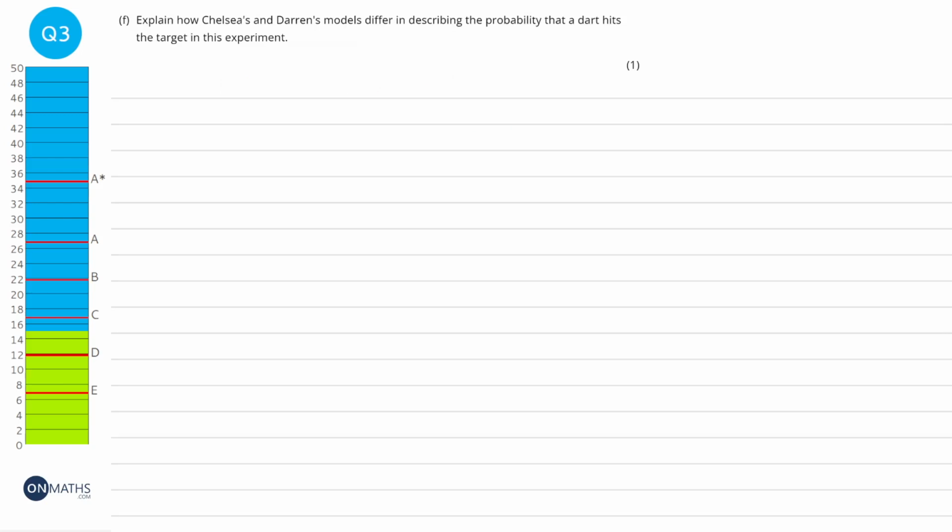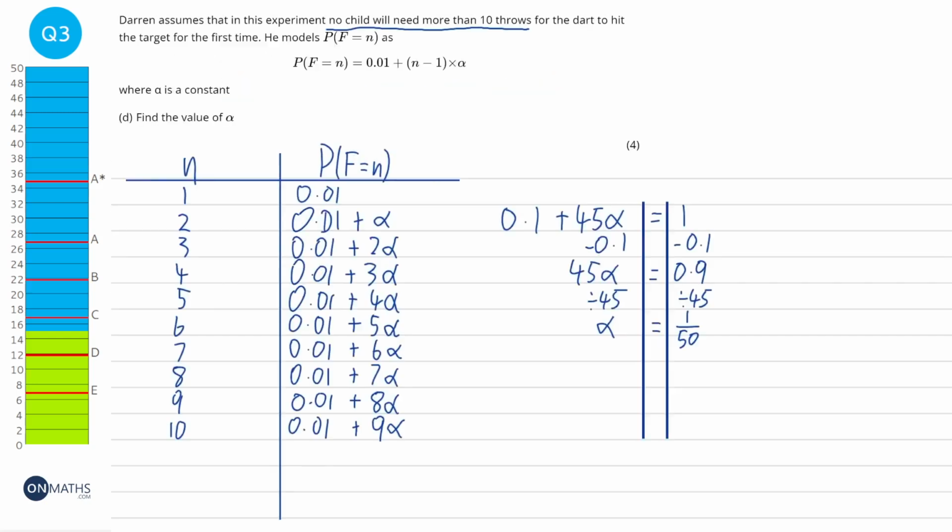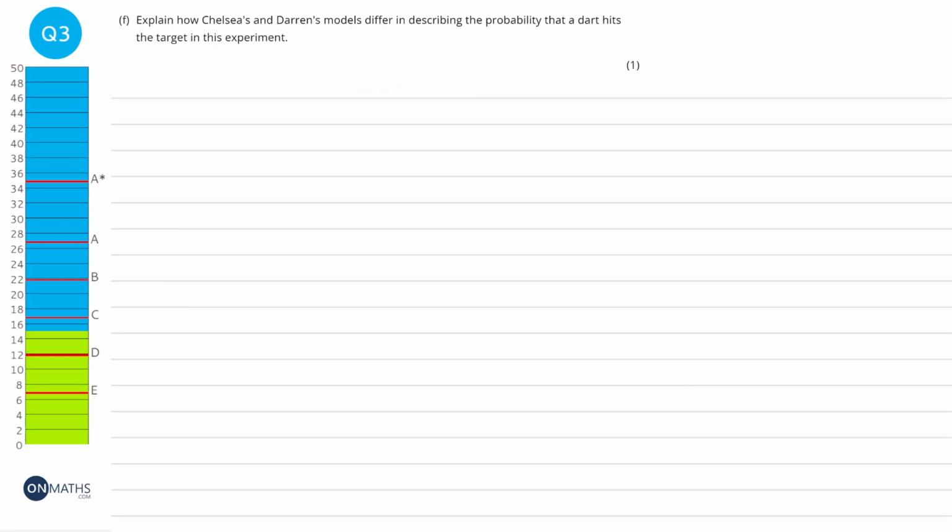So we discussed already that Chelsea's model assumes that the probability will remain constant. But if we look at Darren's model again, we can see that the probability is increasing each time because we're multiplying the alpha by a larger and larger amount.